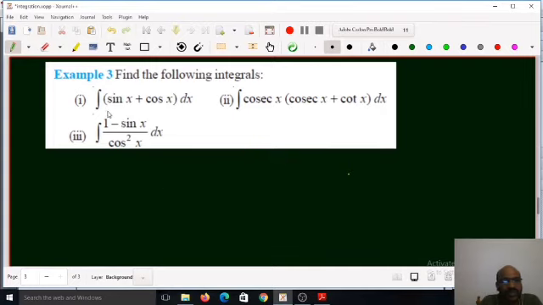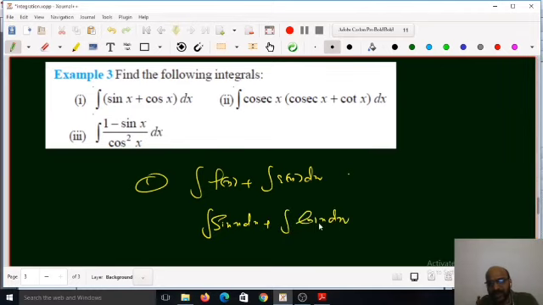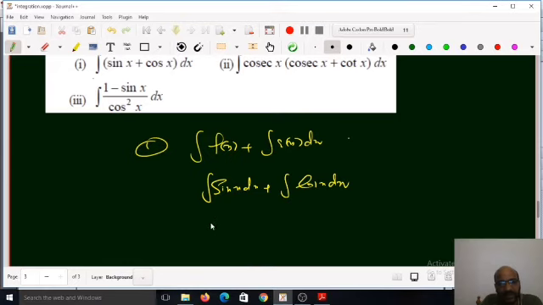Our first question is integration of sin x plus cos x. Here you can use property integration of f of x plus g of x, that is equal to integration of f of x plus integration of g of x. Okay. So it will be integration of sin x dx plus integration of cos x dx. What is integration of sin x? That is equal to minus cos x, and integration of cos x is equal to sin x. So actually it is minus cos x plus c1 and sin x plus c2, and c1 plus c2 is a constant. So at last we can write it as plus c.